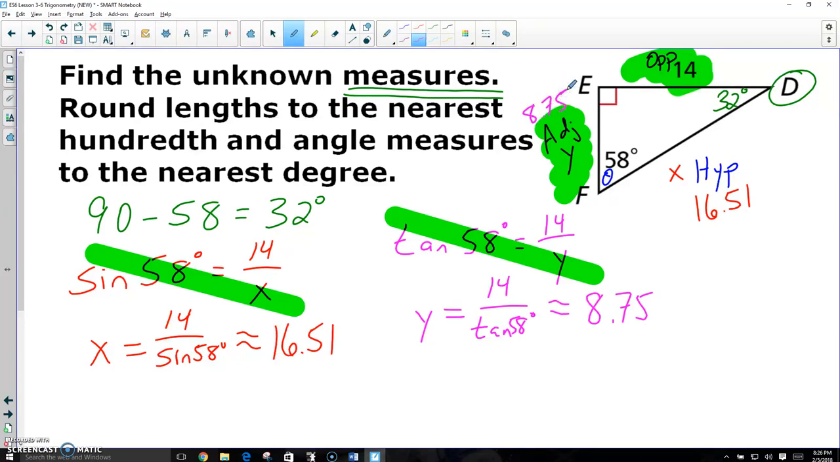Now a good double check when you're done solving a triangle, make sure your hypotenuse is still your biggest side. So 18.75, 14, 16.51. The hypotenuse is still my biggest side. So I know that there's a good chance I did that problem correctly. If you still want to double check a little bit more, you can plug into your Pythagorean theorem. It won't work out perfectly, but it should come very close in decimal terms. So that's a great double check when you're done with the problem.